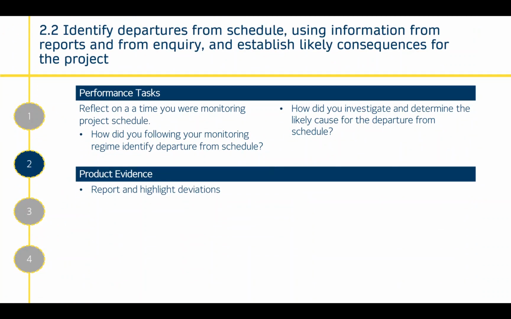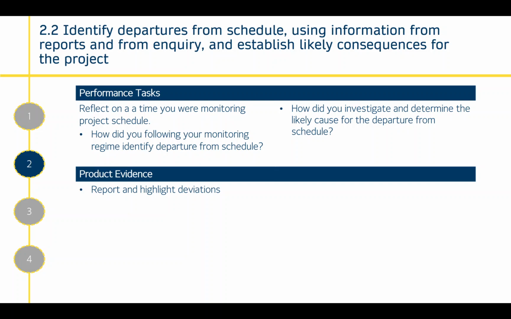2.2 is identifying departures from schedule using information from reports and from inquiry and establishing the likely consequences for the project. So this one is quite simple: you're now actively identifying departures from the schedule using information from reports and inquiries. That is you then undertaking the plan that you set out for monitoring. So you've set out your plan, this is how I'm going to monitor it.